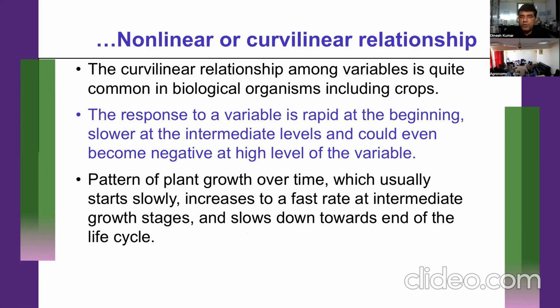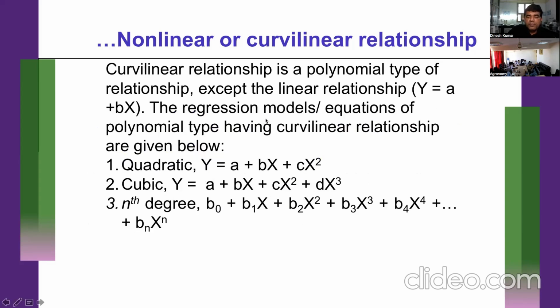So the response to a variable is rapid at the beginning, slower at the intermediate level, and could even become negative at high level of the variable. So this kind of relationship is a sigmoid relationship, or you can call it a quadratic relationship. The pattern of plant growth over time usually starts slowly, increases to a fast rate at intermediate level and slows down towards the end of the life cycle. Such relationships are curvilinear relationships.